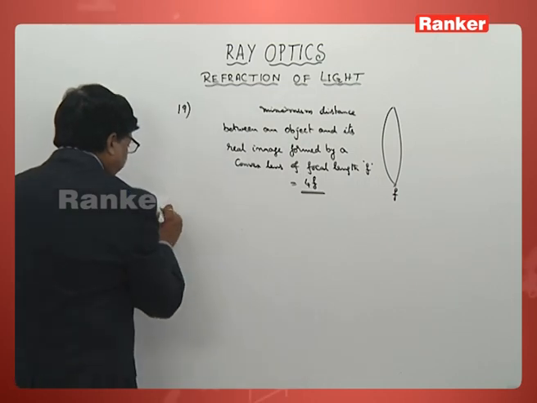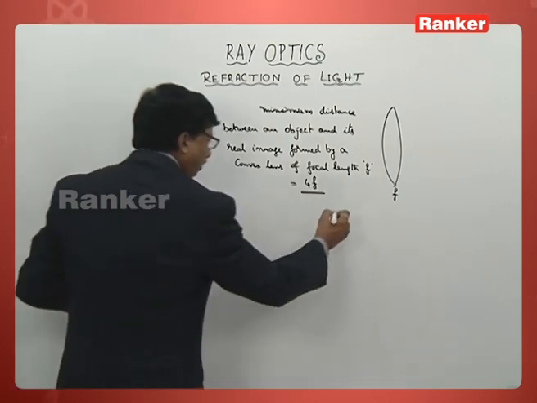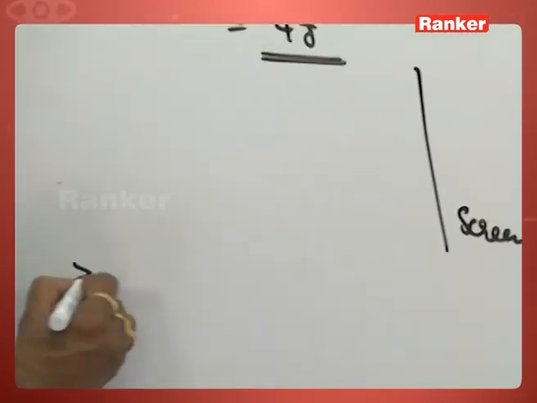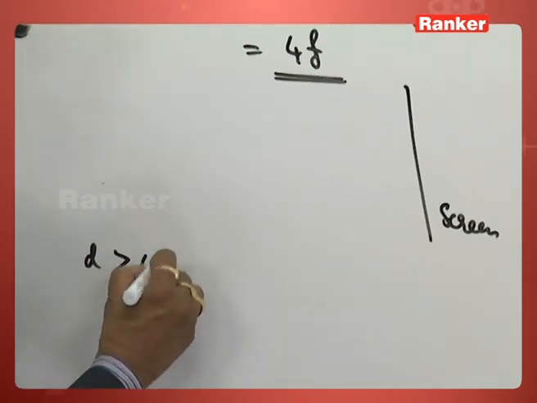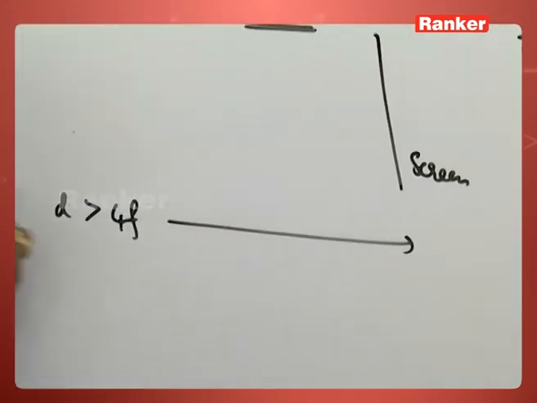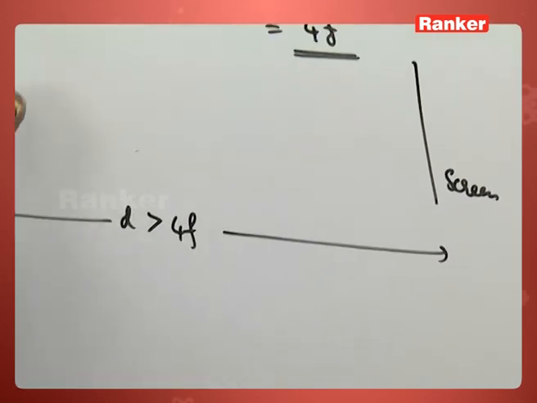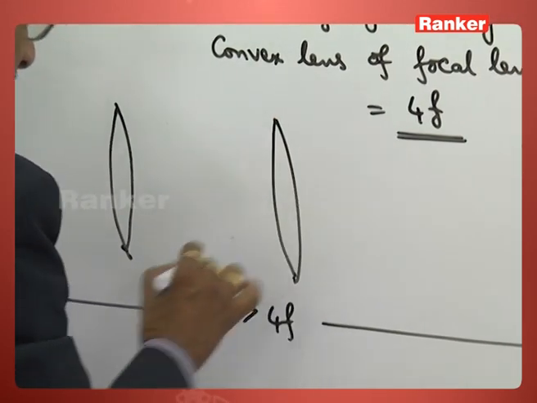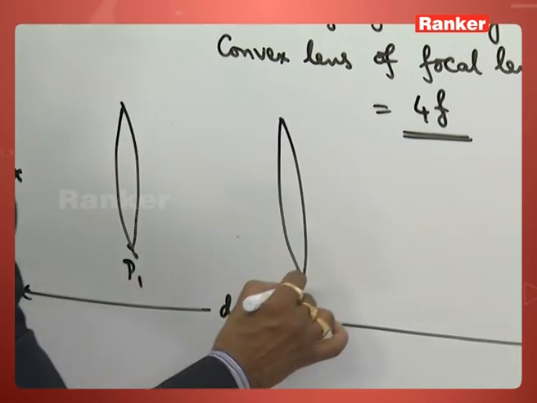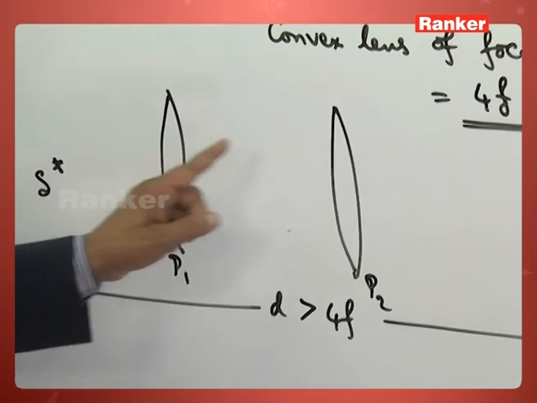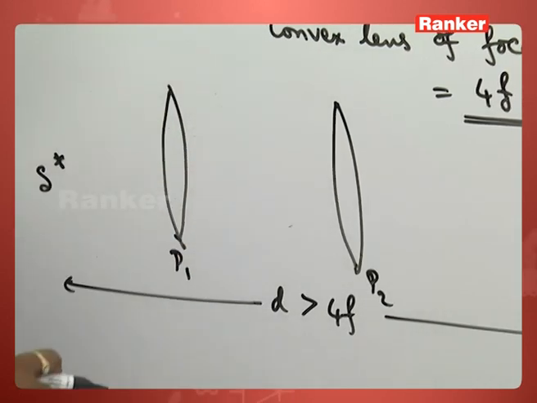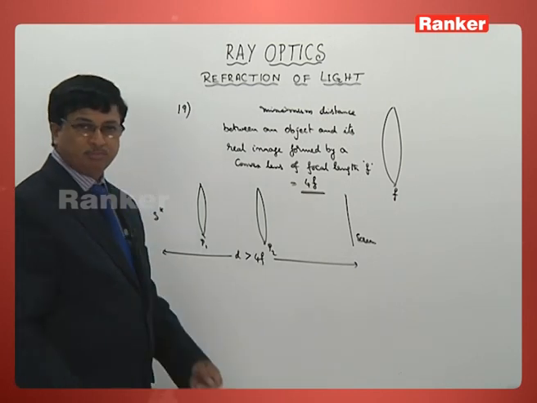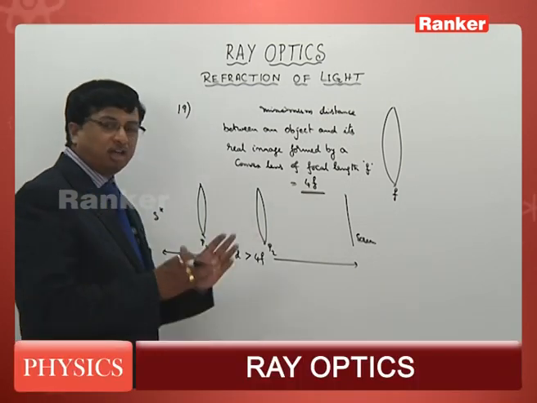Suppose this is the source and this one is the screen. If the distance between these two is greater than 4f, then at two different positions of this convex lens, position 1 and position 2, I am writing, you can obtain an image of the same object on the screen. And these points are called conjugate points.